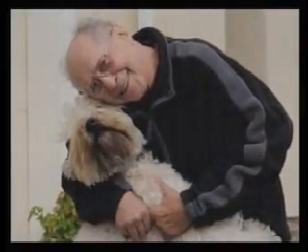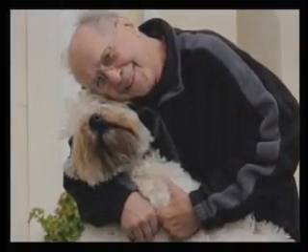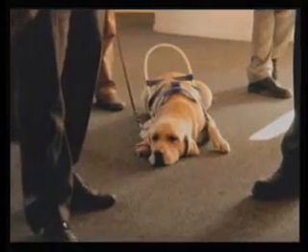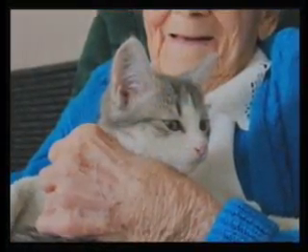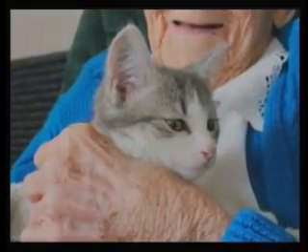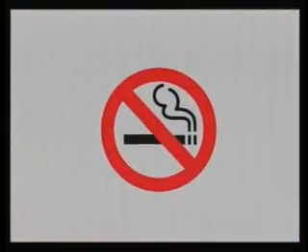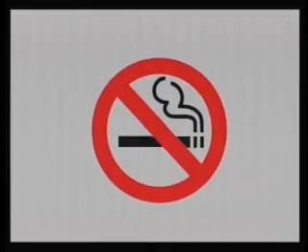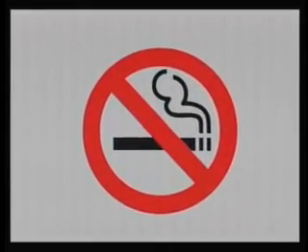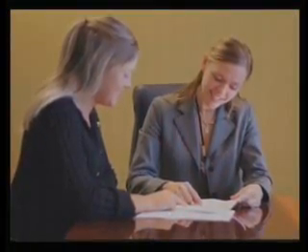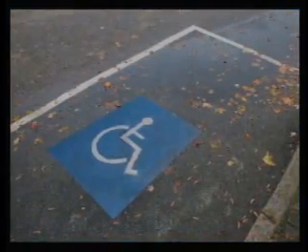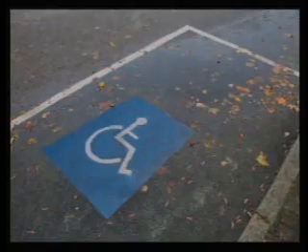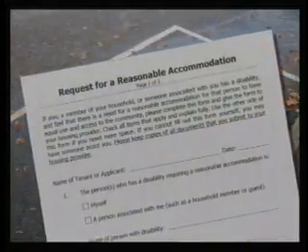Waiving a no pet policy for a service or emotional support animal is just one example of allowing a reasonable accommodation that allows tenants with disabilities full use and enjoyment of their dwelling units. Some other examples of reasonable accommodations are providing a smoke-free environment in selected units, helping someone complete a rental application, or changing a tenant's parking space so it's closer to his or her apartment. When you receive a request for a reasonable accommodation, you should consider the following.